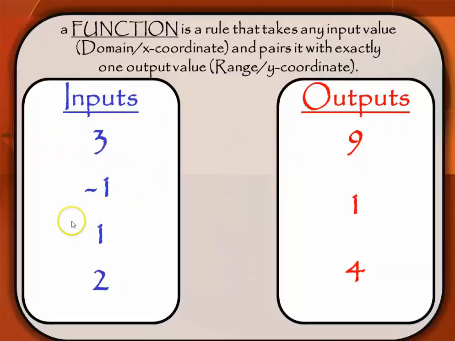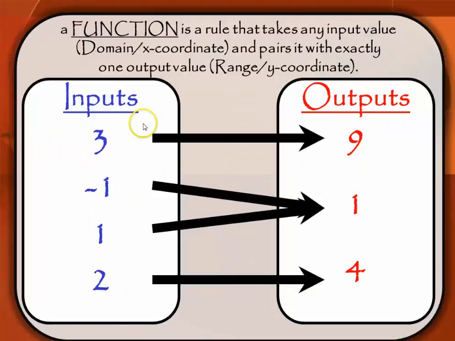What if I take these input values now and I say the rule looks like this? So 3 is being mapped over here to 9, -1 and also 1 are being mapped to my range value, my y value of 1, and 2 is being mapped to 4. Now once again, it doesn't necessarily matter, but check this out. These being my x values over here, these being my y values. If I'm looking at the rule, I'm actually taking my input value, my domain numbers, 3, -1, 1, and 2, and I'm actually squaring it. That's the rule. So 3 squared gives me 9, -1 squared gives me 1, 1 squared gives me 1, 2 squared gives me 4. Regardless though, is it a function or is it not?